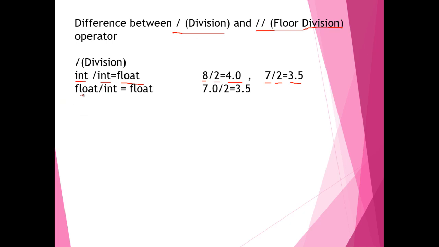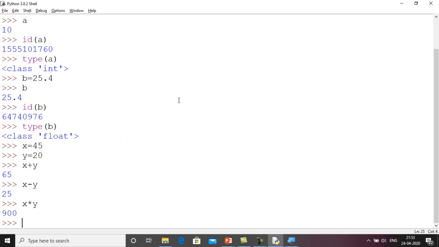Suppose we divide a float number with an integer number, then also we get the answer in float. Suppose we write 7.0 divided by 2, then 3.5, and when we divide integer by float, like 7 divided by 2.0, in that case also we get the answer as 3.5. So the basic thing is that in case of this divide operator, whatever be the type of data on which we are performing the division operation, the answer will always be in float, always in decimal. Let me show you this thing.